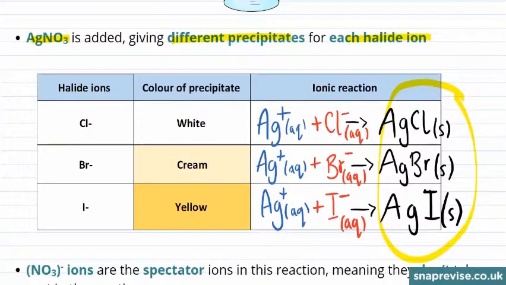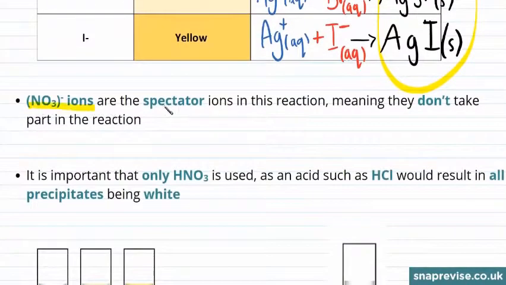From the ionic reactions, you can see that in each case, two aqueous ions are combining together in order to form the solid insoluble salt. This reaction was carried out with silver nitrate, but the nitrate ions are spectator ions in this reaction. This means that they remain the same before and after the reaction and don't take part in it at all. Only the silver part of silver nitrate reacts with the halide ions.